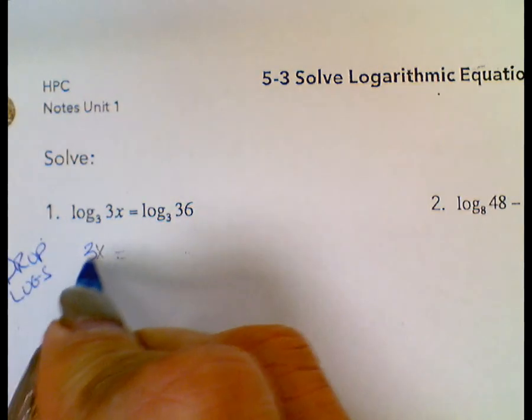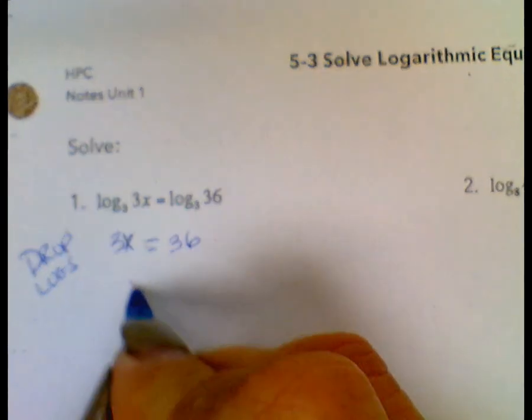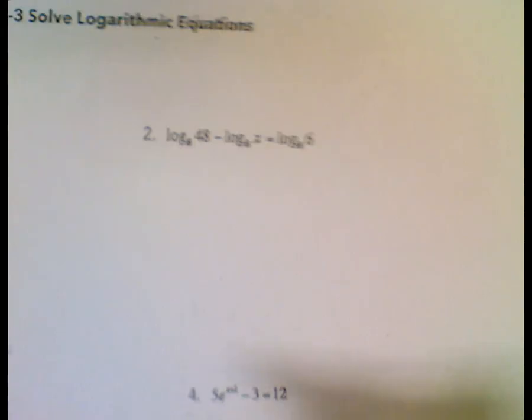So you could go 3x equals 36, and then solve. x is 12. That's your answer.